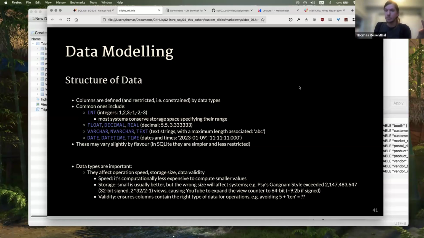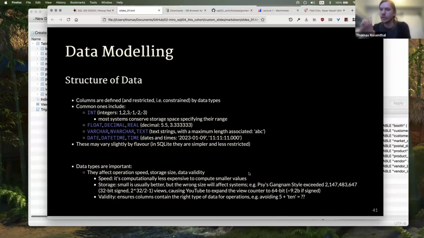So here's a real world example where this kind of fascinatingly reared its head. You all remember the popularity of Gangnam Style. When it exceeded 2,147,000,000 and change views on YouTube, the view counter stopped going up. That's because they stored this as a 32-bit signed integer. Now they've expanded it to be a 64-bit. This is specifying how big it's allowed to get, and it's allowed to get significantly bigger. I think it's 9.2 quintillion. So a lot bigger. Should check that one.